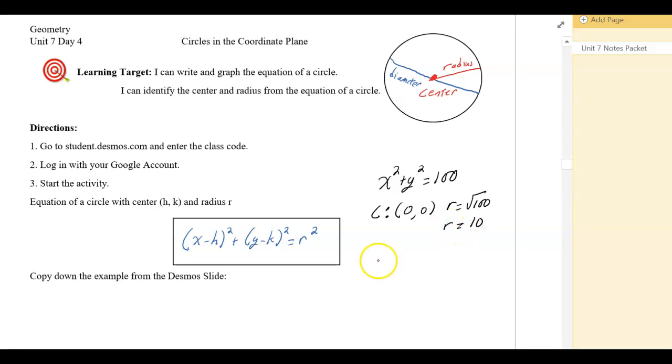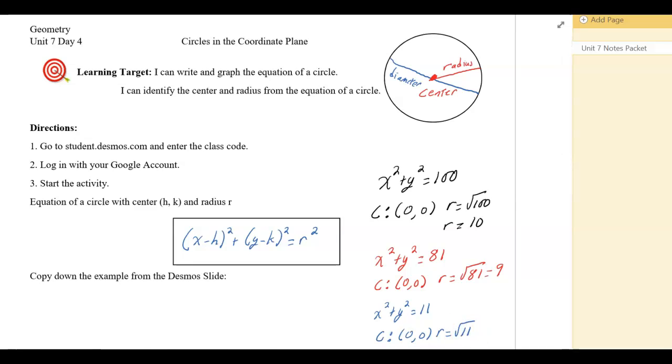Let's do another example. If we have x² + y² = 81, again, the center is (0, 0), and the radius is the square root of 81, which is 9. And let's do one more example centered at (0, 0). x² + y² = 11. The center is (0, 0), and the radius is the square root of 11.